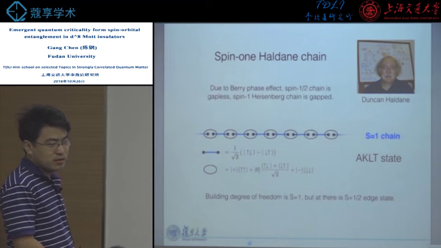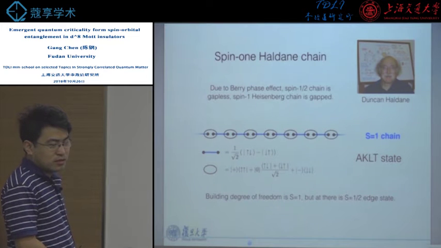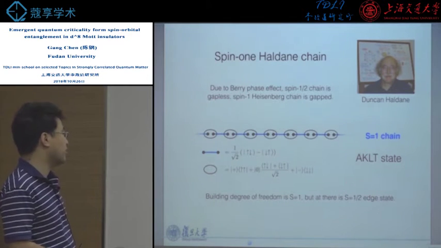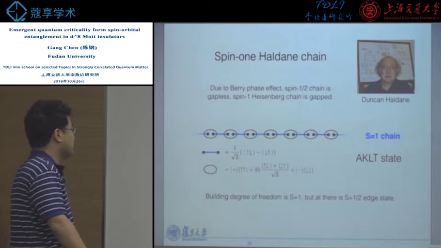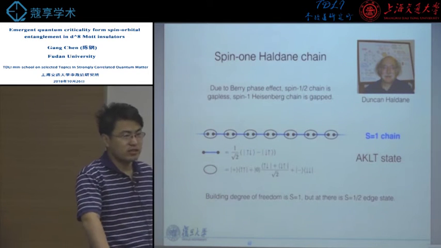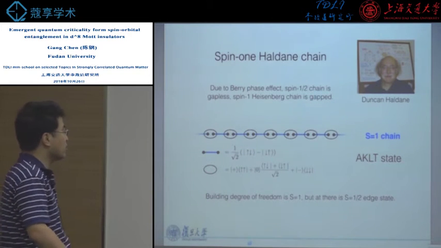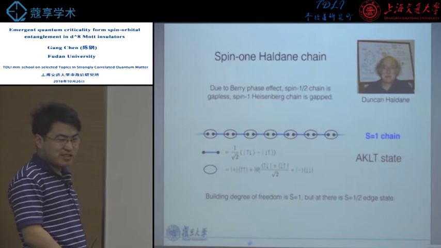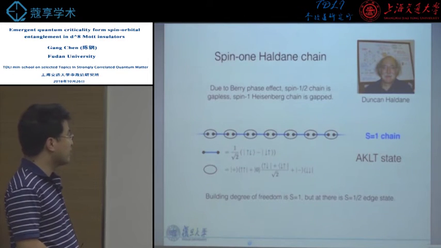We're talking about the Heisenberg chain, the Heisenberg model. It really doesn't matter. If you deviate from the Heisenberg model, you can still have this Haldane phase. I'm talking about spin-1 chains.